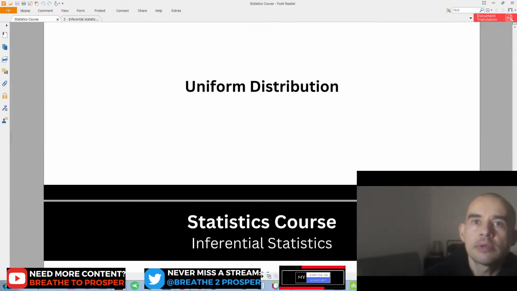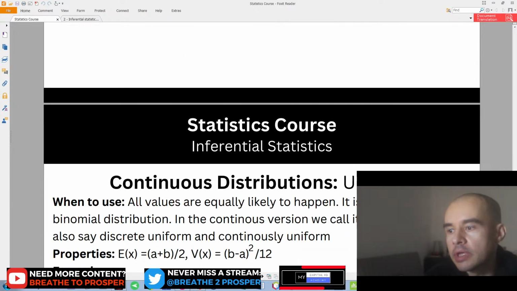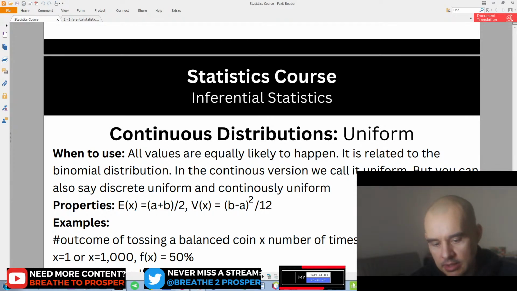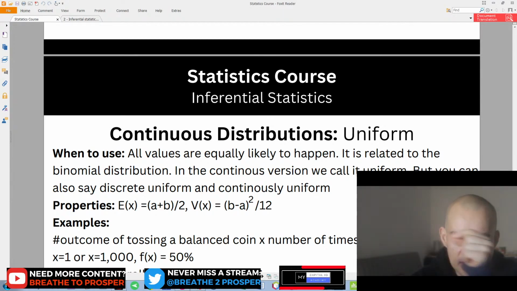And the last one that we'll be focusing on for now is called the uniform distribution. Here, all values are equally likely to happen. When you throw a die, it's always the same percentage. So in a sense, it's a uniform distribution, because no matter which side you get, it's the same distribution.